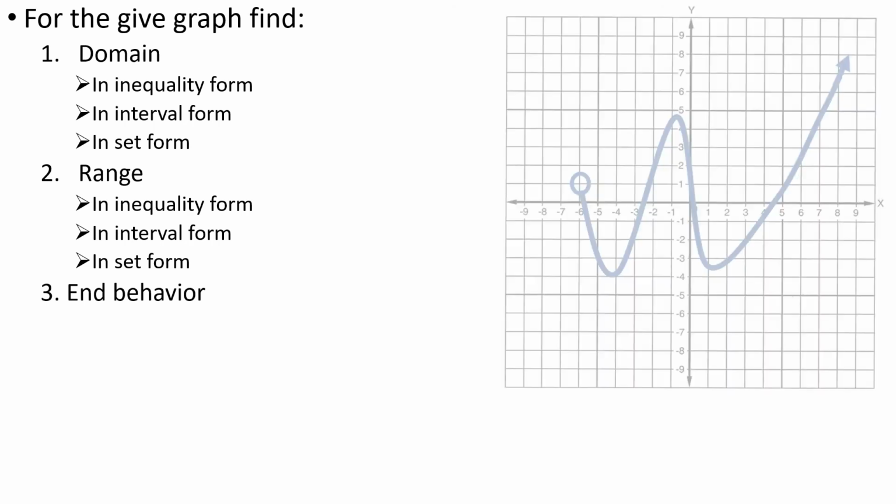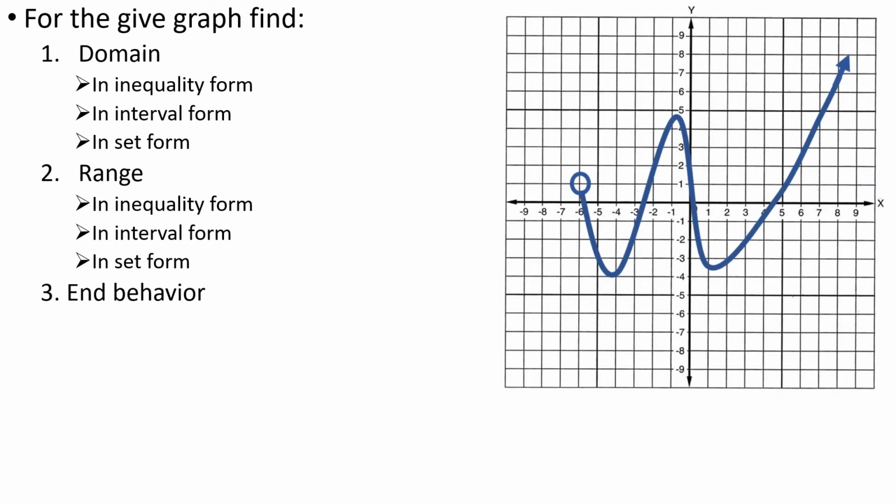For the given graph, find the domain in inequality form, in interval form, set form, range in inequality form, in interval form, in set form. Then the end behavior. Okay, to find the domain, we will look where the x values start, from the left to the right. Okay, we start here at -6. So we start at -6 and the function is continuous toward the positive infinity.